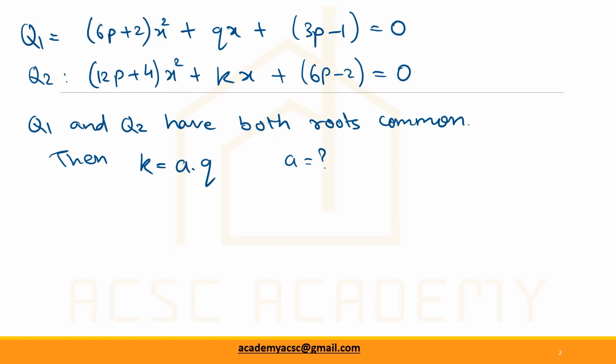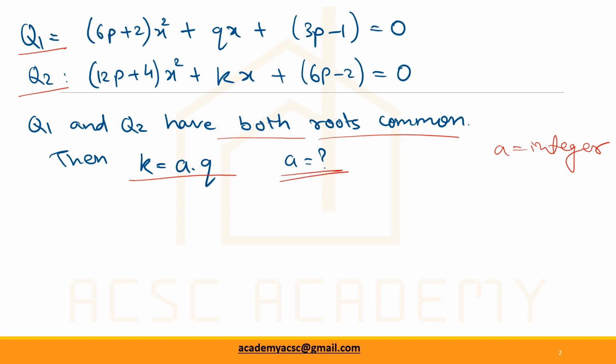Starting with the first problem of the day, we have been given two quadratic equations, Q1 and Q2, and they're saying that Q1 and Q2 have both the roots as common, not just one root common, but both of the roots are common in them. Then in that situation, K is A times Q, where A is an integer. We need to find out what is the value of A. So that is the problem.